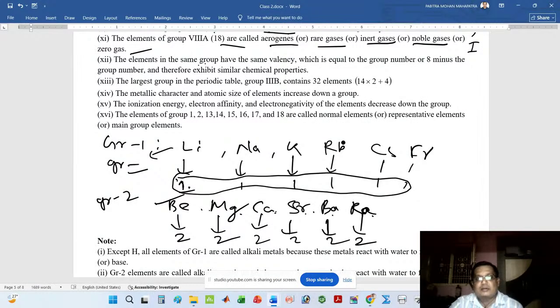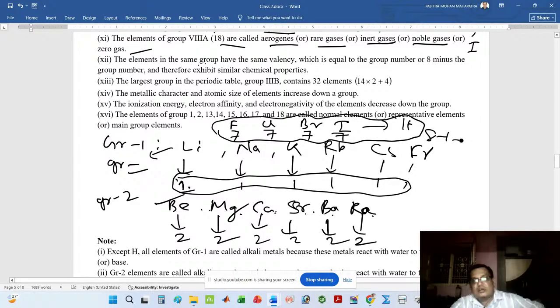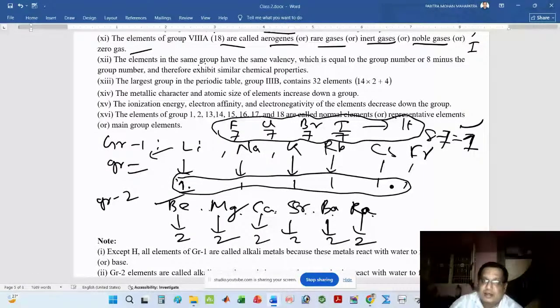Suppose I want to think about another set of elements: fluorine, chlorine, bromine, iodine. These are the halogen elements. Valence electrons are 7 here, 7 here, 7 here, and 7 here. These elements belong to the halogen family. Here, 8 minus 7 is 1, so the valency is 1. Clear? In the upcoming class, I will clearly explain how to find the valency and oxidation number by knowing the atomic number, atomic mass, and so on.